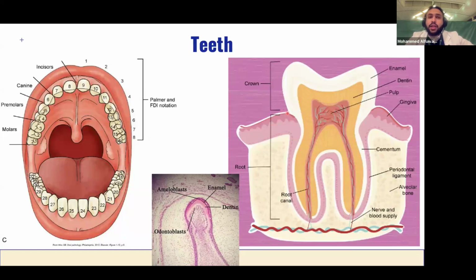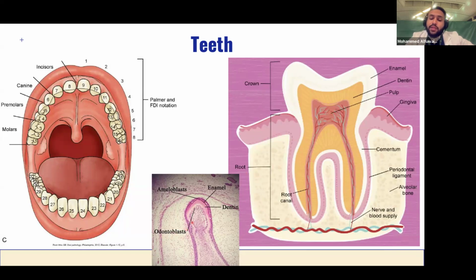gingivitis. Then if it goes past this and involves the cementum, the periodontal ligament, or the alveolar bone, this is what we call periodontitis. This is important. Now over here, what's important are the cells that produce certain structures of the teeth.